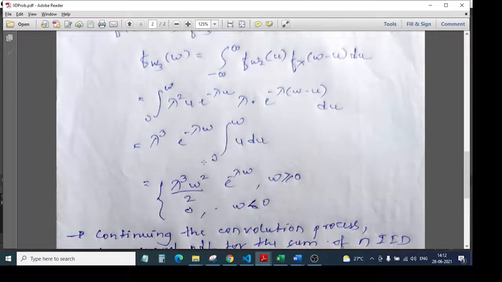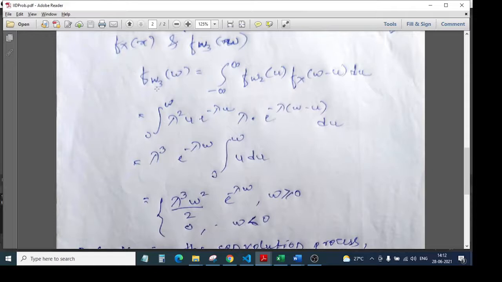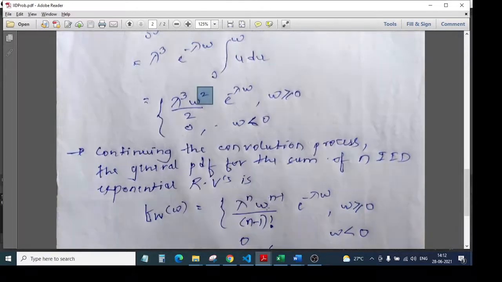Fine, that is clear. Next, if you observe the next step, here you have a 3. We are finding the PDF of w3, but what we have here? W square. That means 1 power less. So therefore, what we are written here? W raised to n minus 1.